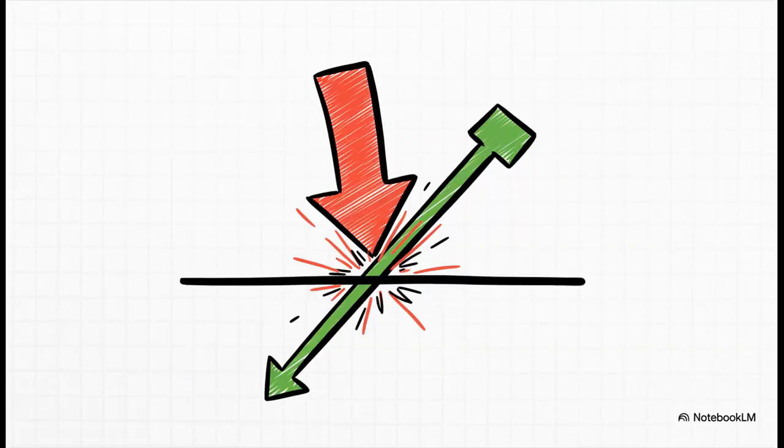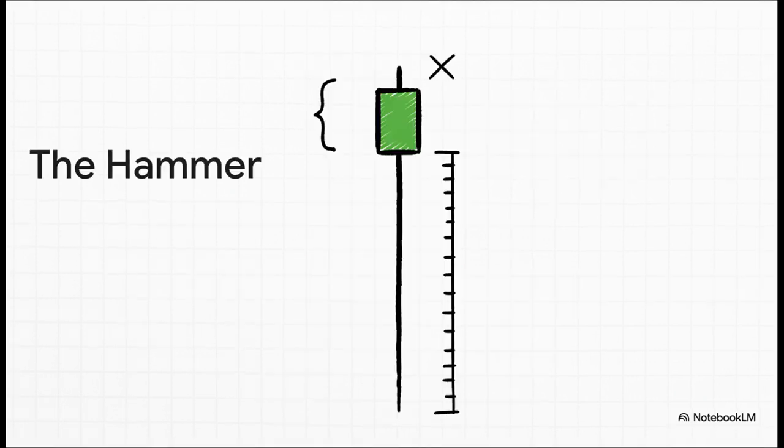This one is a story of rejection. It's about one side trying with all its might to push the price down and just getting slammed right back. We call this pattern the hammer. And, well, it pretty much looks like a hammer. You'll see that small body sitting right at the top, and then this really long lower wick or shadow. That specific shape is what tells us this incredible story of rejection.